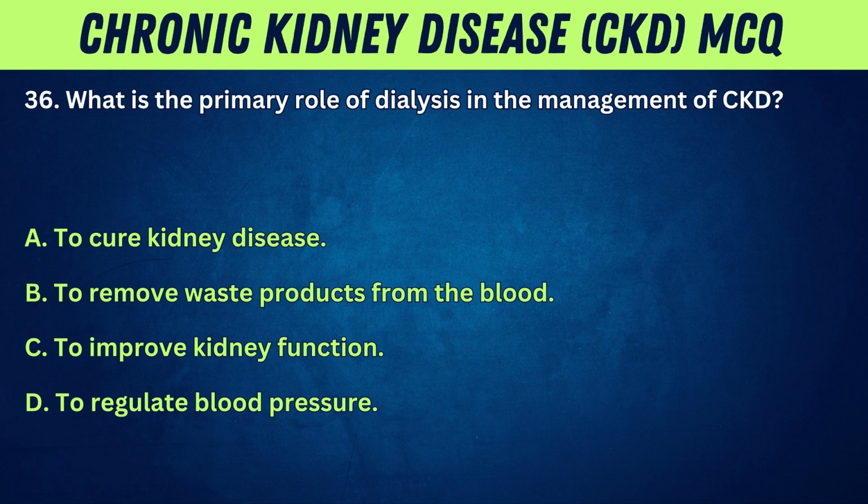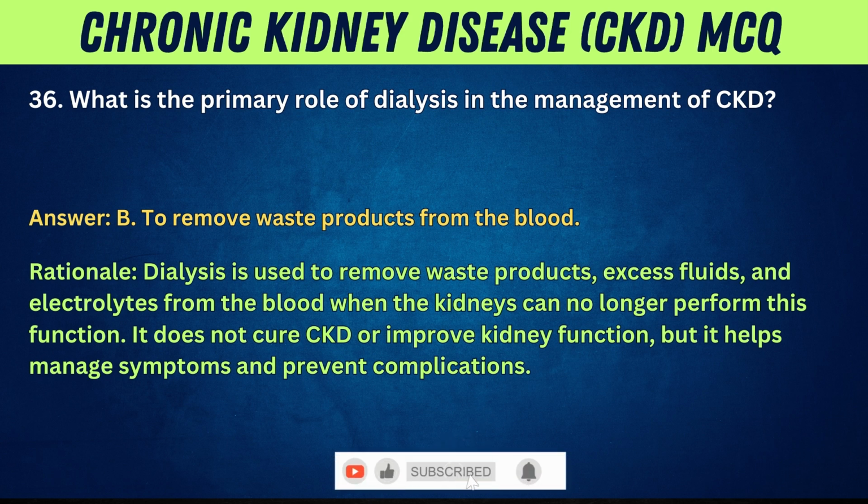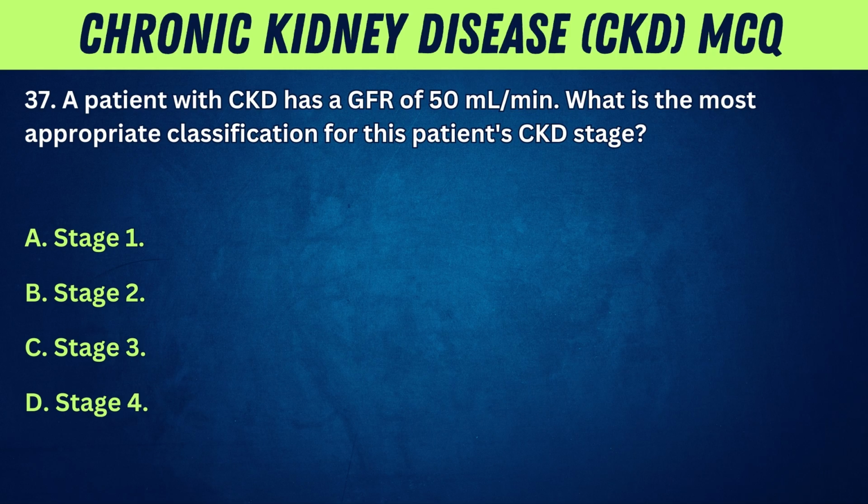36. What is the primary role of dialysis in the management of CKD? A. To cure kidney disease. B. To remove waste products from the blood. C. To improve kidney function. D. To regulate blood pressure. Answer: B. To remove waste products from the blood. Rationale: dialysis is used to remove waste products, excess fluids, and electrolytes from the blood when the kidneys can no longer perform this function. It does not cure CKD or improve kidney function, but it helps manage symptoms and prevent complications.